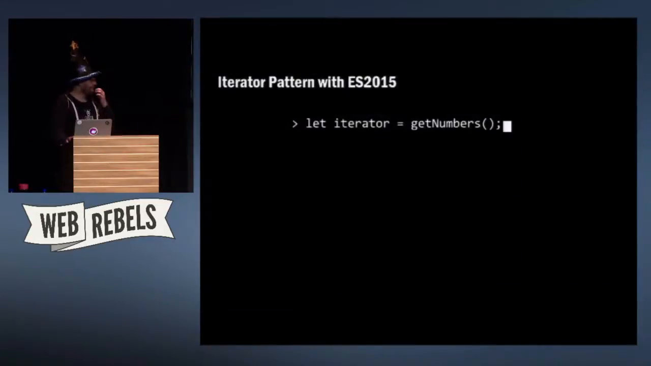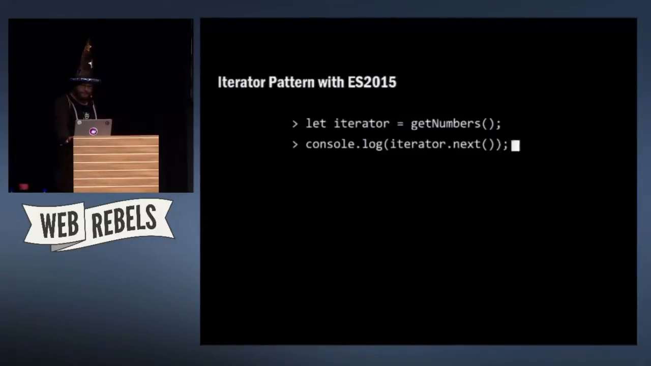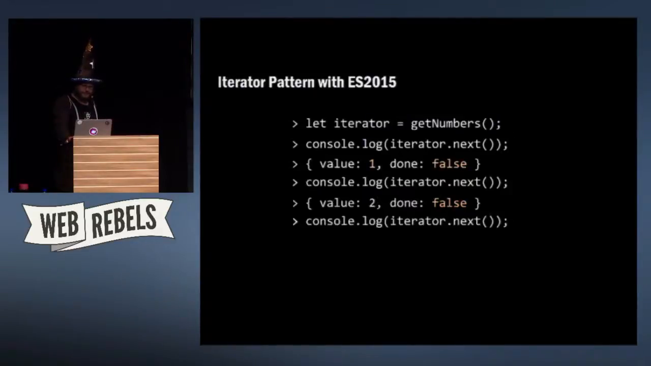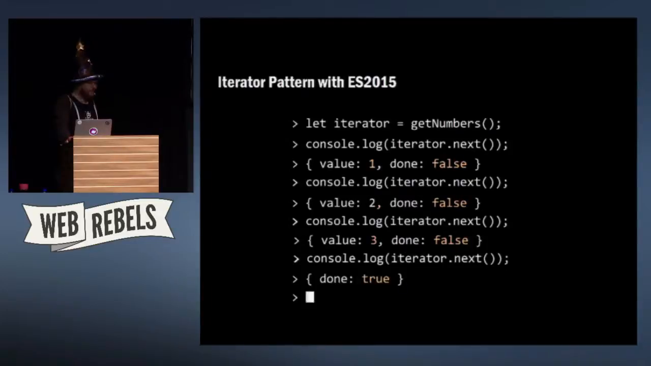So with 2015, sure enough, we do get the iterator pattern, so we can call next, next, next, next. And then each time we do it, we get a value and whether it's done. And then when we're finally done, it tells us done is true. This is a lot better than the previous designs, which actually threw an exception when you were done because, well, Python.